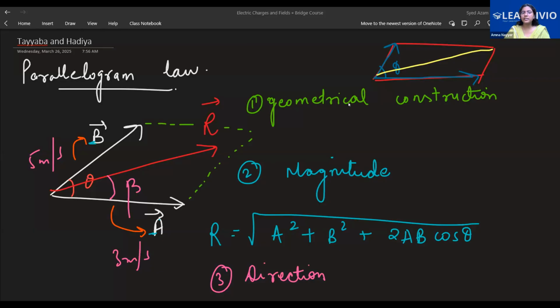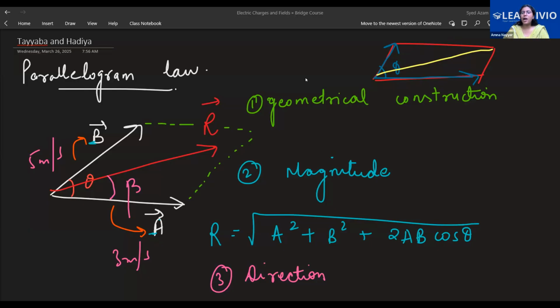Okay, see, we were discussing that bridge class was going on and we were discussing the parallelogram law. Because as I told you in Coulomb's law, we have the concept of superposition principle. There we'll be requiring this parallelogram law. So we started with the process that there are three methods we have for parallelogram law solving. Not three methods exactly, three steps are present.